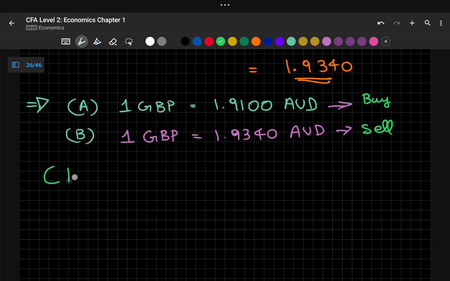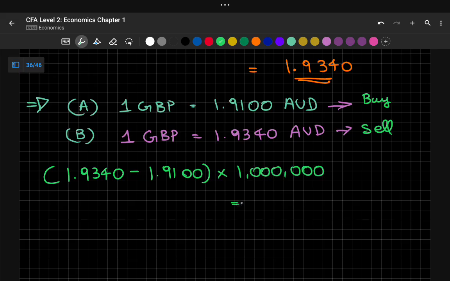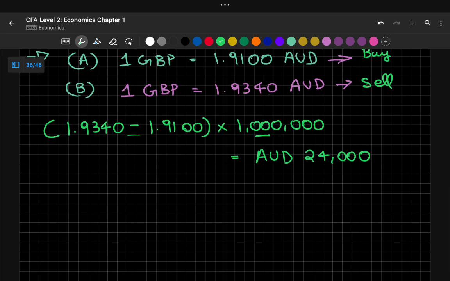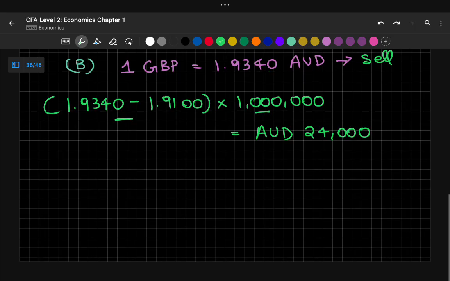And what is the amount of profit that Ria made? It will be equal to the difference multiplied by the total amount that Ria invested, which would be equal to AUD 24,000, because 1 million is the amount Ria invested, multiplied by the difference in rates. Hence, Ria made a profit of AUD 24,000.